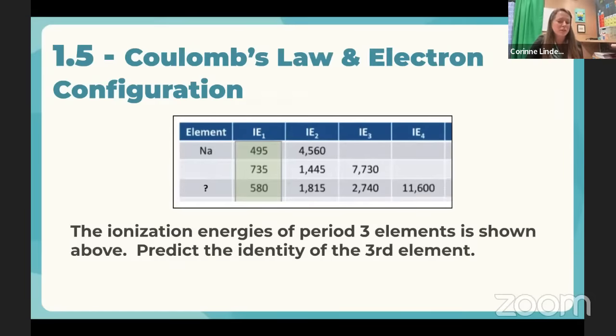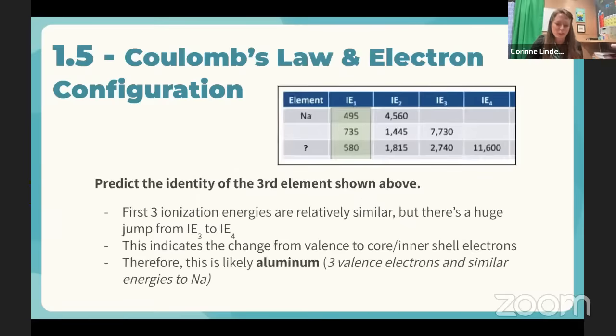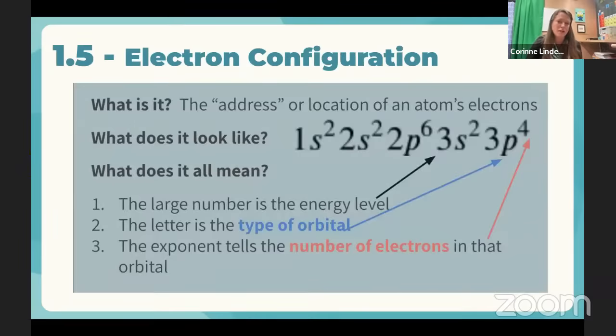So what you want to do is you want to find out where that jump occurs with this mystery element here. And that's going to tell us how many valence electrons it has. And again, we know it's in the third row. So looking at this, you will quickly see there's a big difference between the third and the fourth ionization energies. So that indicates that this element is going to have three valence electrons. So use your given periodic table, look at that third row, and you will see that aluminum is going to have three valence electrons. So I would anticipate that this would be aluminum. So that's how you would approach just a simple ionization energy problem.